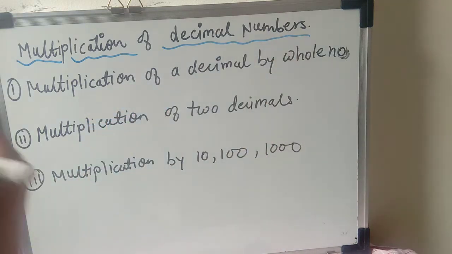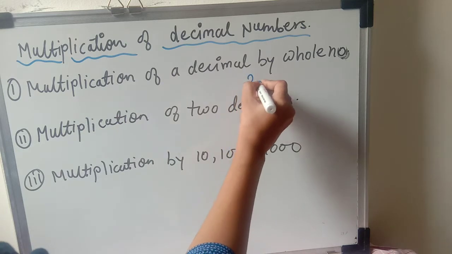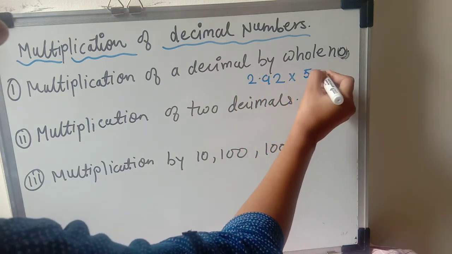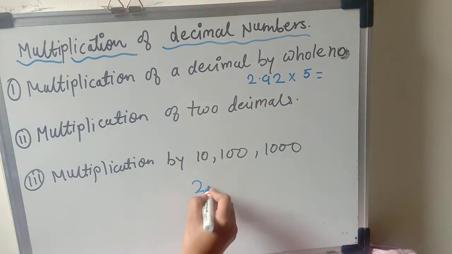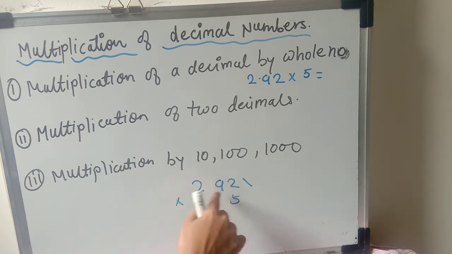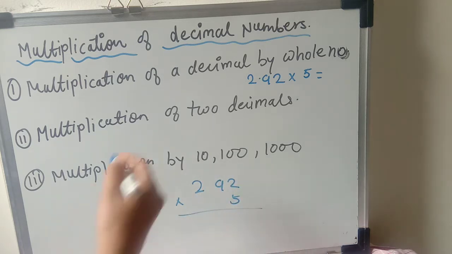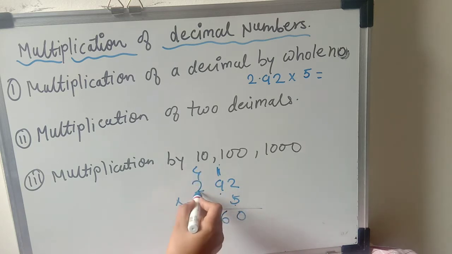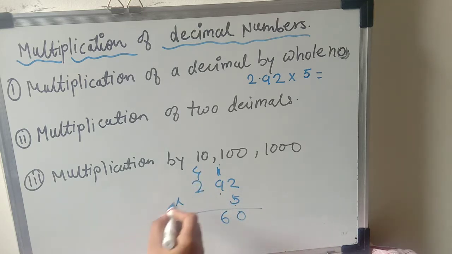For example, if I take 2.92 multiplied by a whole number, say 5. Here, 2.92 multiplied by 5. Without the decimal, you just multiply them as whole numbers. So 5 2s are 10. 5 9s are 45, 45 plus 1 is 46. 5 2s are 10 and plus 4 is 14. So this is our answer.